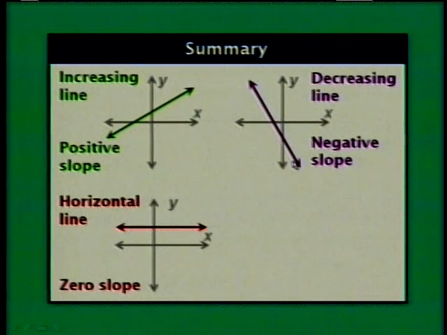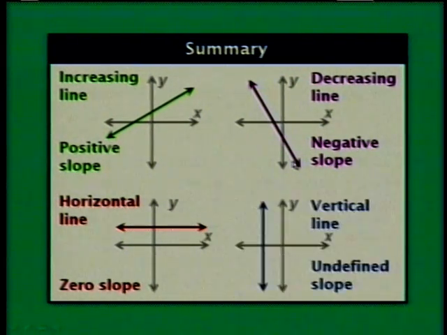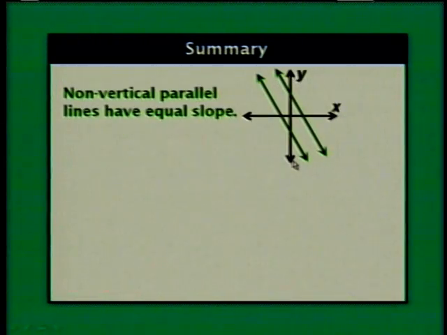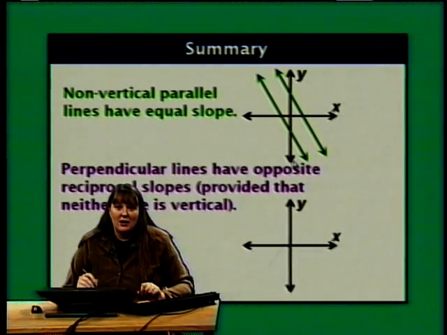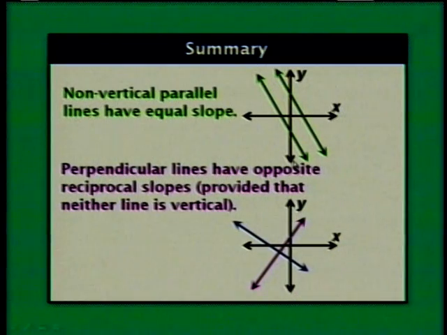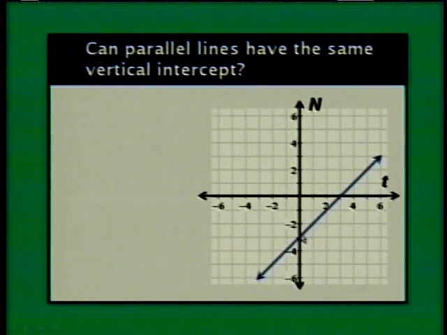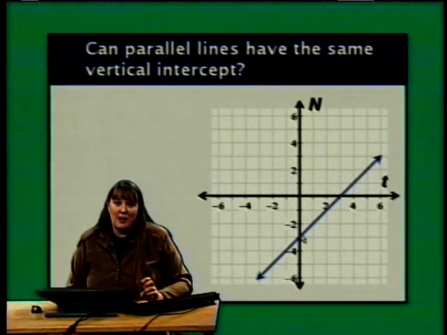Horizontal lines always have 0 slope, and vertical lines always have undefined slope. Non-vertical parallel lines have equal slope. Perpendicular lines have opposite reciprocal slopes, provided that neither line is vertical. So let's look at a couple of examples for our final summary of slope in this part of the lesson.